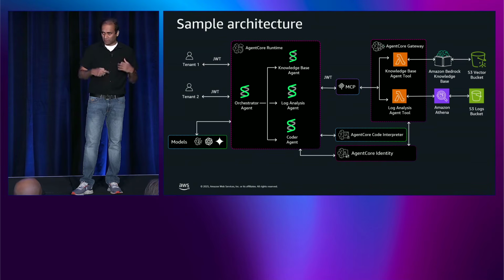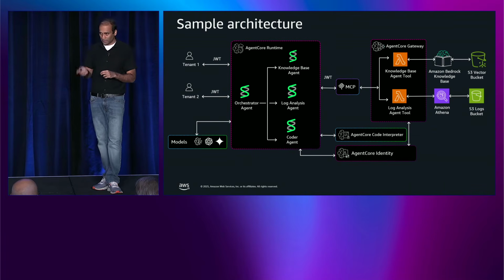And then for enforcing the tenant isolation, again, going back to the knowledge base, we use the metadata filtering where the knowledge base tool gets the tenant context from the JWT token and then uses the tenant context, using metadata filtering, to get only tenant-specific data from the Amazon Bedrock knowledge base.